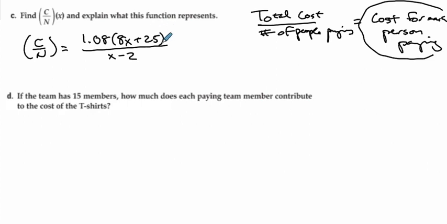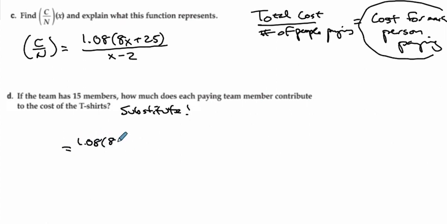And you could actually use this in theory to figure out what everybody paying would wind up paying. Now it says, if the team has 15 members, how much does each paying team member contribute to the cost of the t-shirt? So all you have to do for this is substitute. You're just substituting 15 in for x. This is the easiest thing in the world, and you guys can totally do this.